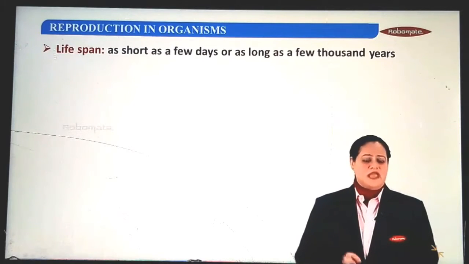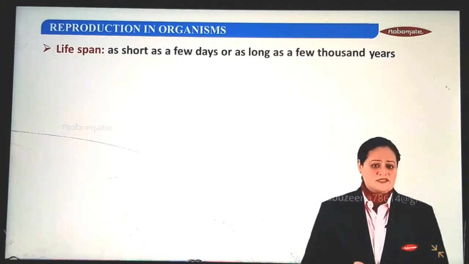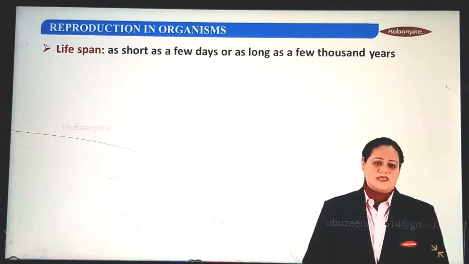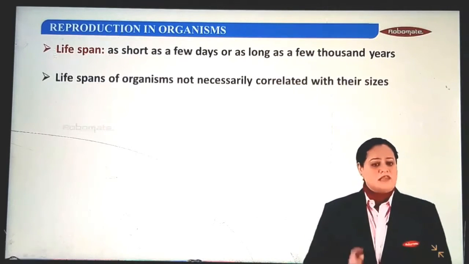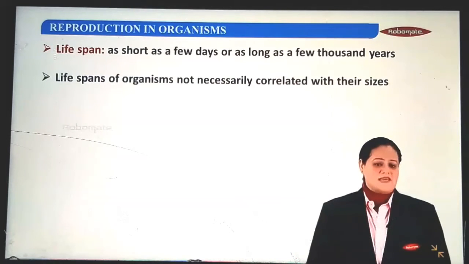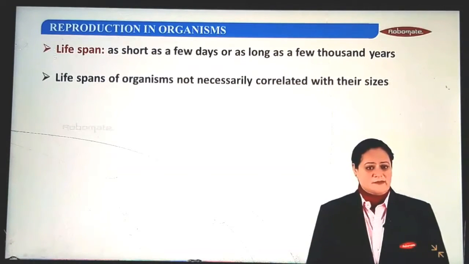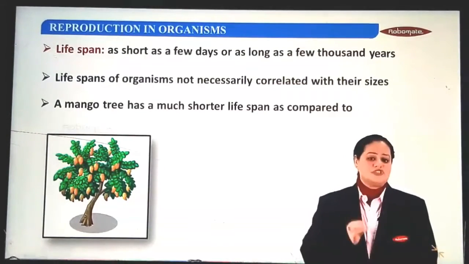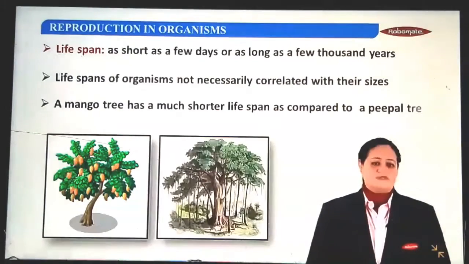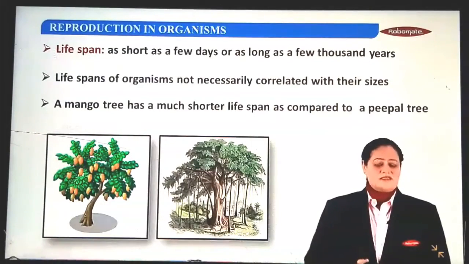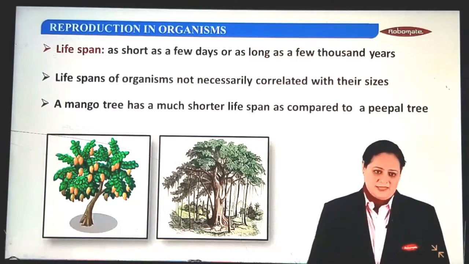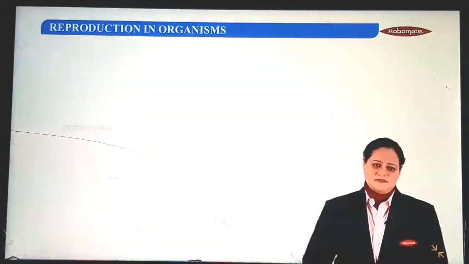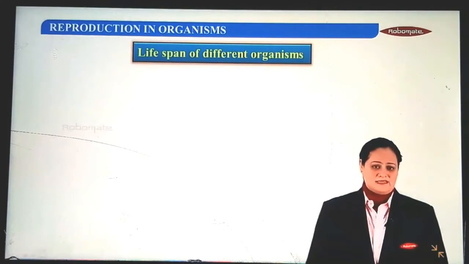The lifespan can be as short as a few hours or a few days, or as long as a few thousand years. The lifespan of organisms are not necessarily correlated with their sizes. As an example, a mango tree has a much shorter lifespan as compared to the peepal tree. So this gives an explanation of the second point mentioned, that the lifespan of organisms are not correlated with their size. Let's see the lifespans of a few animals and plants.